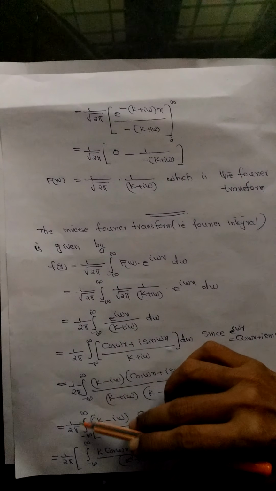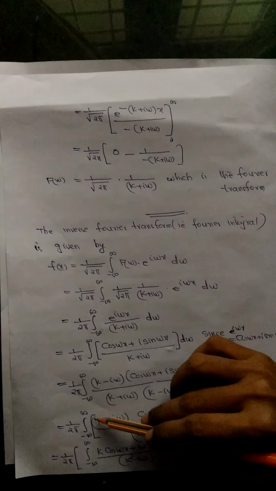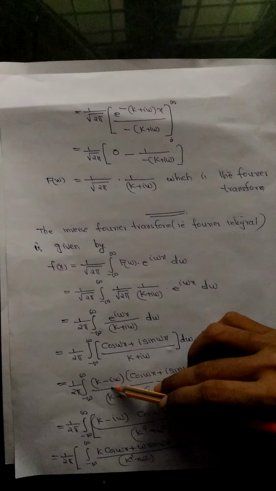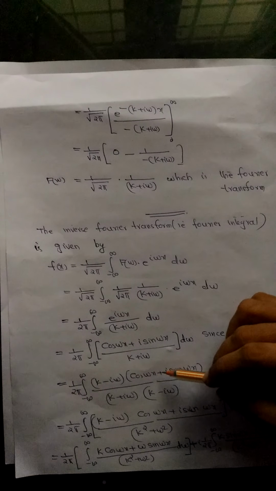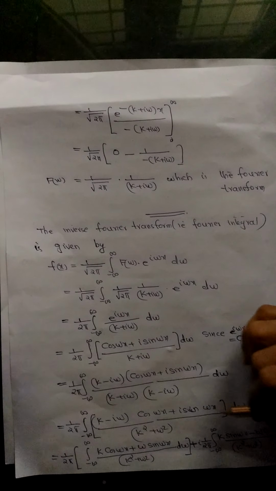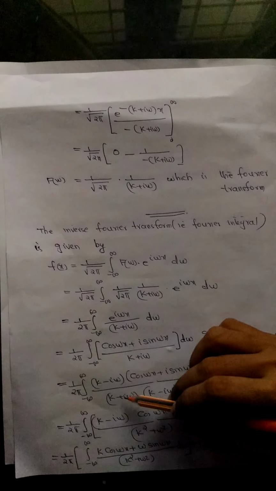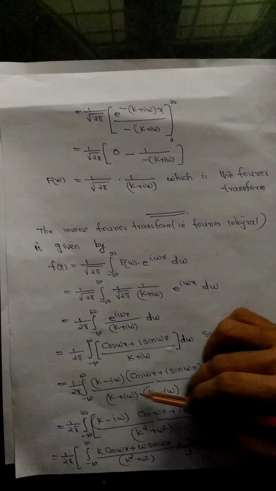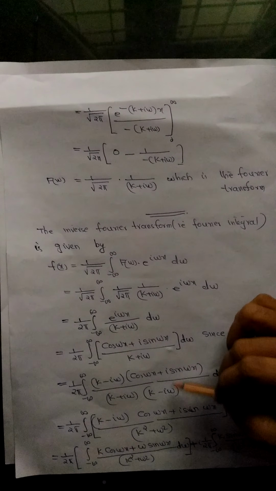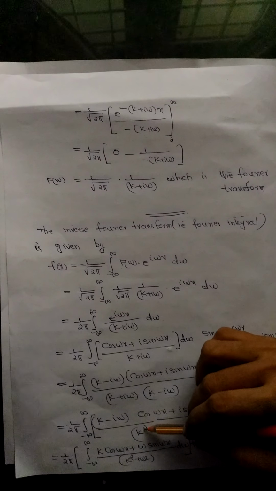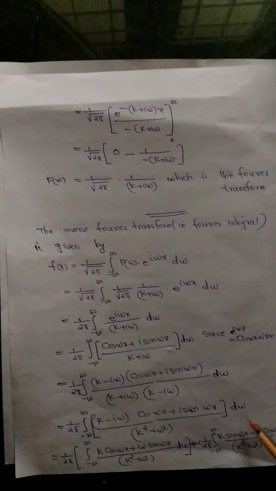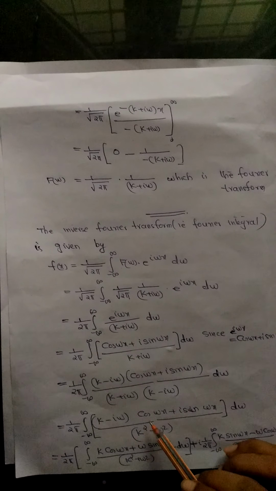So this is equal to 1 by 2 pi integral from minus infinity to plus infinity of (k minus i omega) into (cos omega x plus i sin omega x), divided by the denominator, which is of the form (a plus b) into (a minus b), so a square minus b square. So the denominator is k square plus omega square, into d omega. Split the integral into 2.